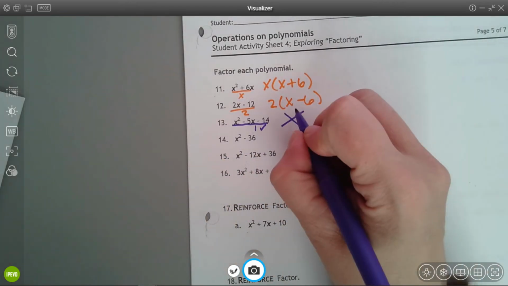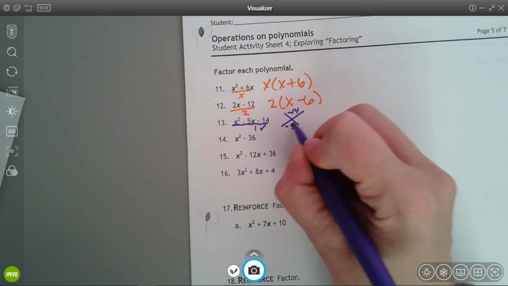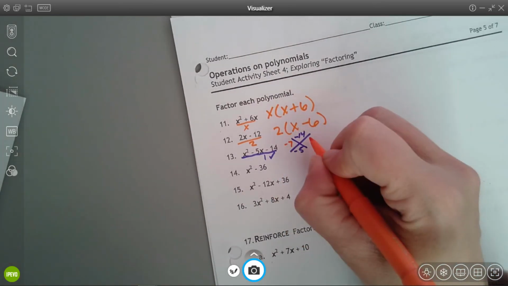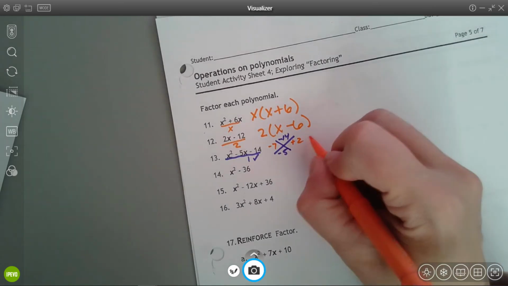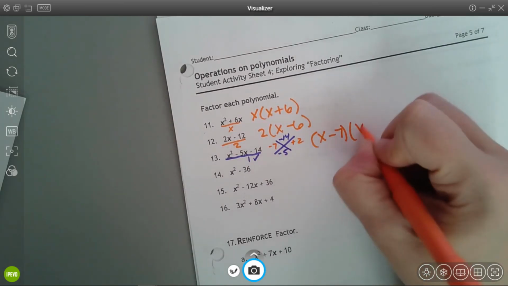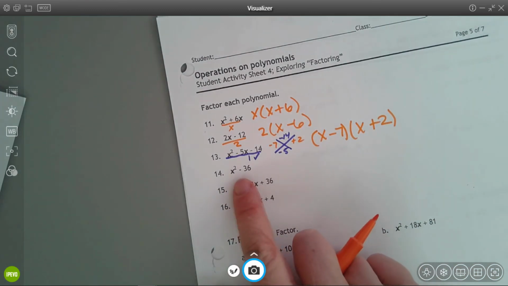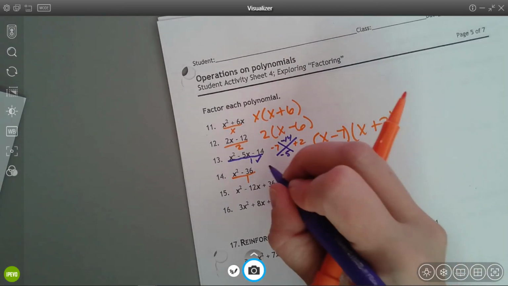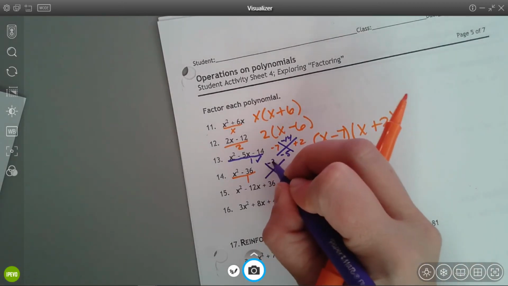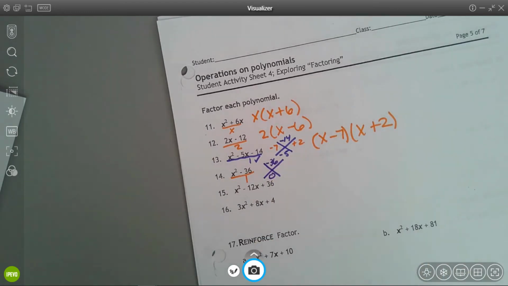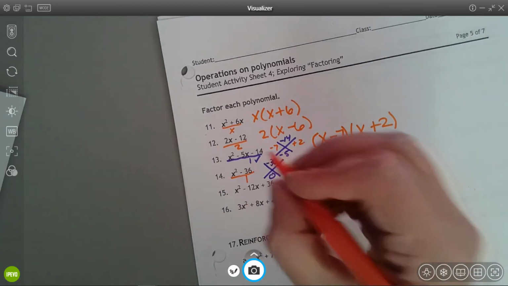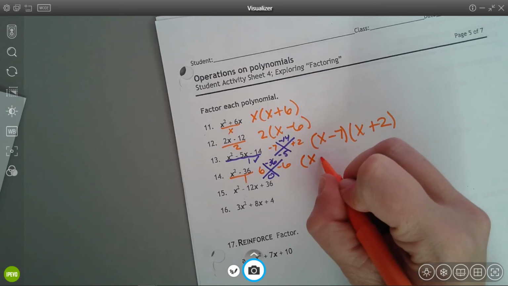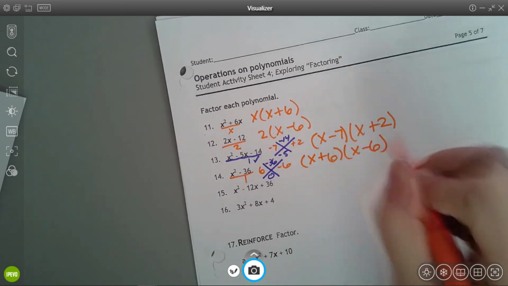Here's my airplane, 2 numbers that multiply to make negative 14, but add to negative 5. My 2 magic numbers in this case are going to be negative 7 and positive 2. My factors, x minus 7, x plus 2. Over here, I have a squared term, no common factors, but I'm missing my middle. When I make my parentheses here, I got a negative 36 with a 0. What numbers multiply to make negative 36 but add to 0? That's going to be positive 6 and negative 6. This is our difference of squares. So x plus 6, x minus 6.